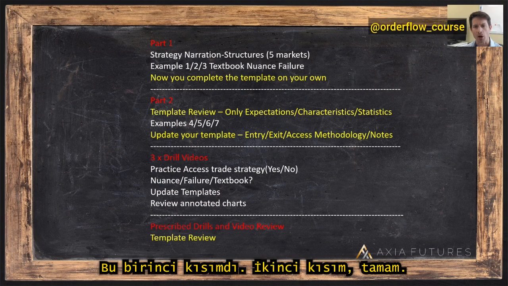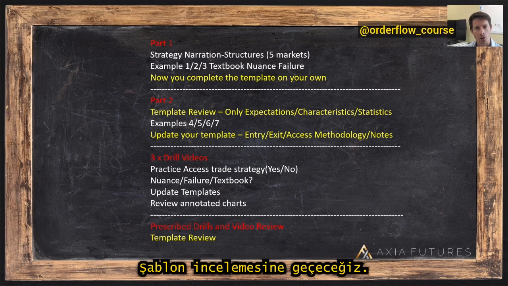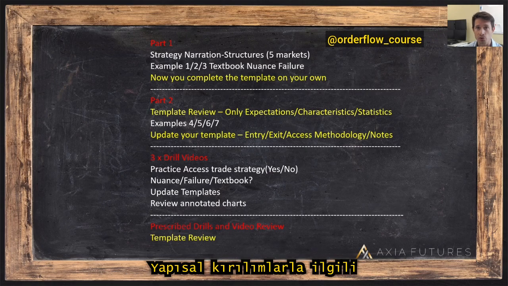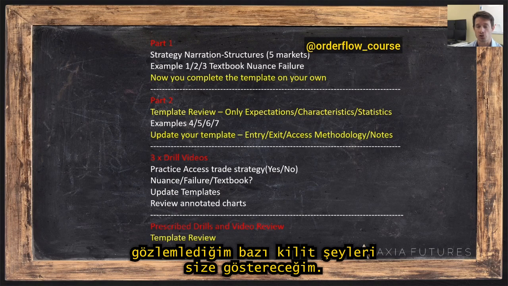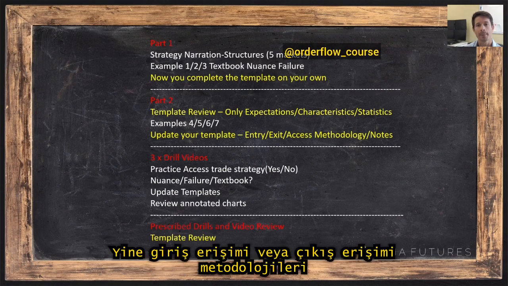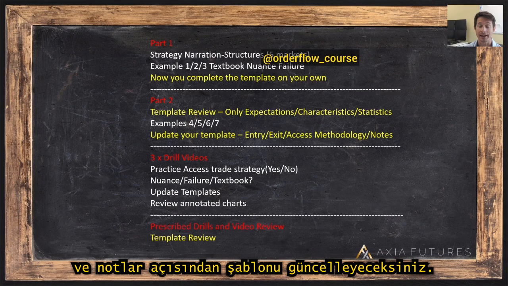So that's part 1. Part 2, we're going to go through the template review. I'll take you through the expectations, characteristics, and statistics, and show you some of the key things that I observe with regards to structural breakouts. We're then going to go through examples 4, 5, 6, 7. Again, you're going to update the template in terms of the entry, exit, access methodologies, and the notes.